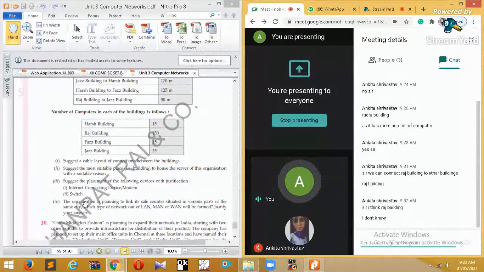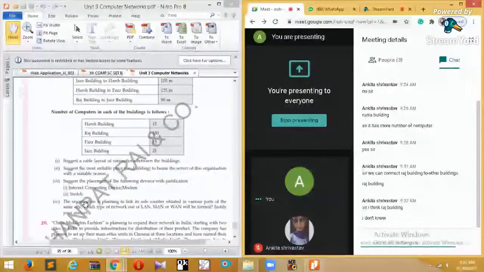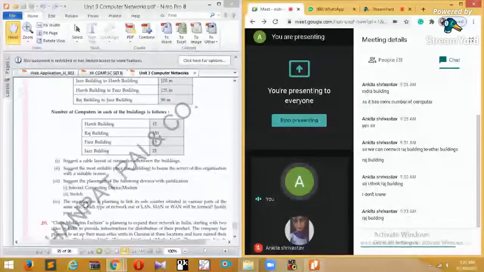Try to answer. We have discussed the last two questions. What I told about the hub and switch: the hub and switch are devices which are used to connect multiple devices within a network.